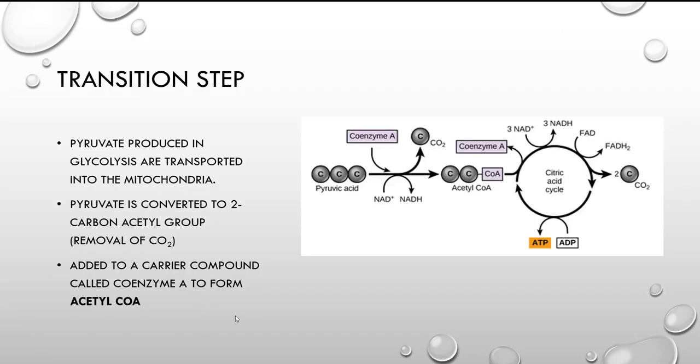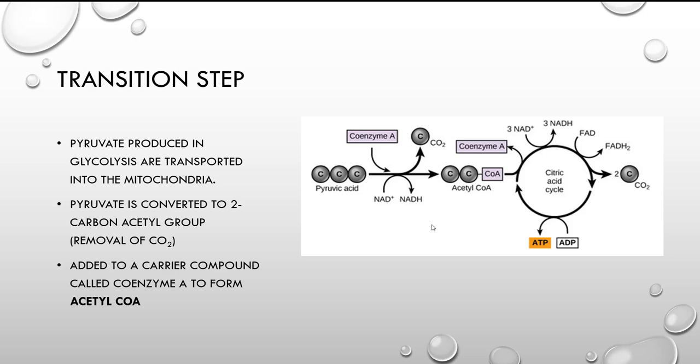Now, before we get into the Krebs cycle, we have to have this little transition step that takes place. This is just to prepare the pyruvic acid to get into the Krebs cycle. So remember, we have this 3-carbon pyruvic or pyruvate, otherwise known as pyruvic acid. It's the same thing, that gets transported from the cytoplasm into the mitochondrion, specifically the matrix of the mitochondrion. And when it's there, it goes through this little transition step.